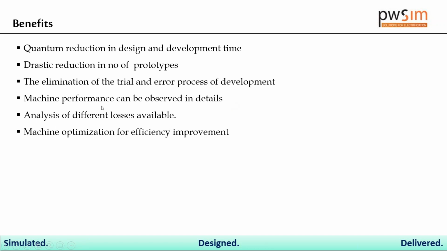So likewise, machine performance in your lab, you might not be able to do all the performance tests that you can do in a motor, but if you have the motor details, you can do a complete performance analysis in the simulation tool. So that is another important feature that is there in the simulation FEA tool. Likewise, you can analyze the different losses with an accuracy of around 95 to 100%. And likewise, last one I told you, optimization is available for the efficiency improvement.